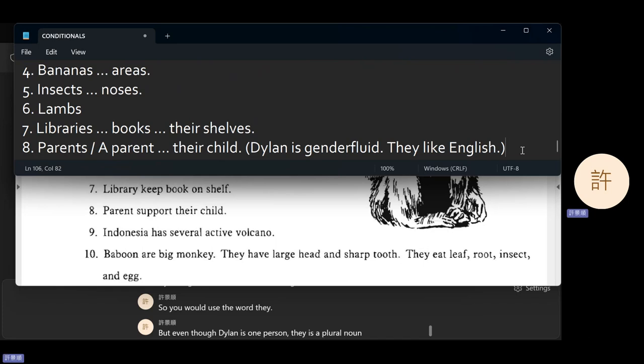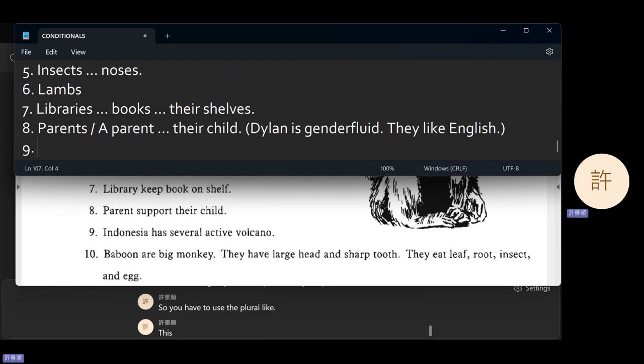So if you don't know the gender, or you don't want to say one gender, you can use they. And if anybody says no, you can't, just tell them your grammar teacher says you can. And also Shakespeare used they like this as well, and I'm also the Shakespeare teacher. Number nine, Indonesia has several active volcanoes.